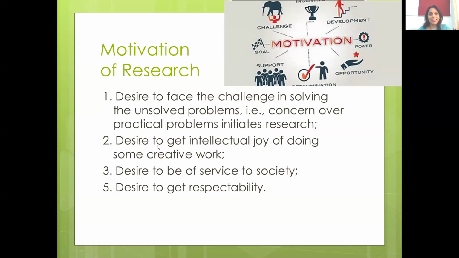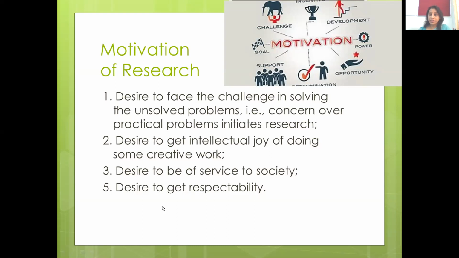The answer is in this picture. It shows that the motivation of a research involves a desire to face a challenge in solving an unsolved problem. So there has to be some unsolved problem, which is of concern with practical problems, and it will solve some problem of the community or some problem of some manufacturing concern or some organization. And what do we derive? Why is it called a motivation? Because it will derive an intellectual joy of creating some services to the society, or joy for getting a respectability in the organization. So there are a number of things.